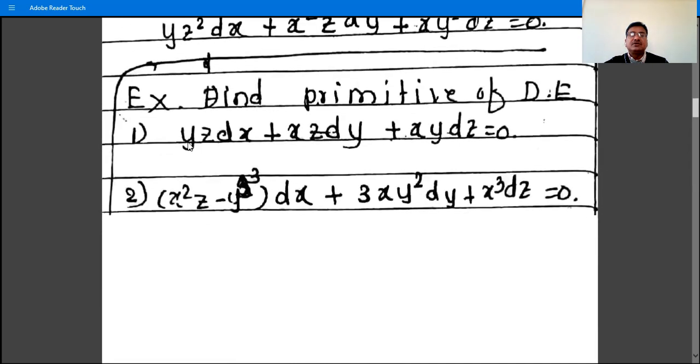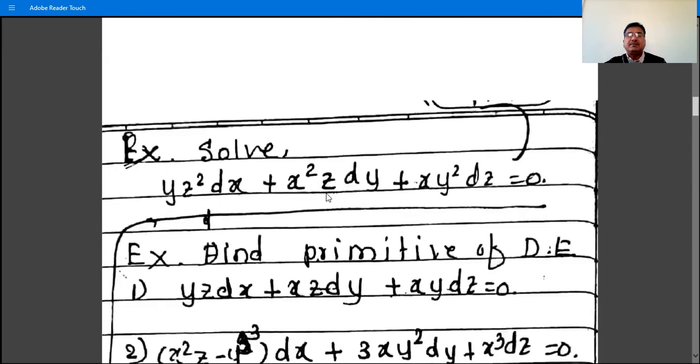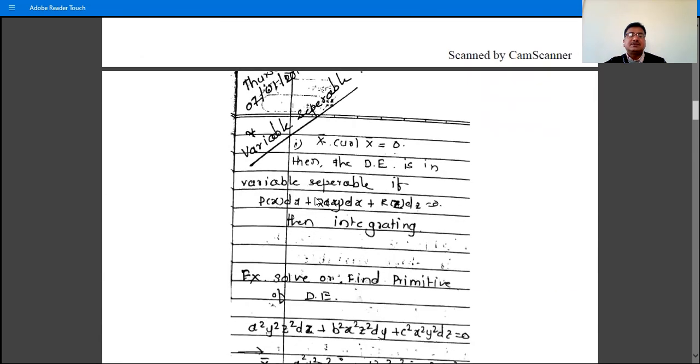In order to solve this, to find its general solution, just divide by x into y into z. Then we have 1 by x dx, 1 by y dy, 1 by z dz. First show the differential equation is integrable. The given Pfaffian differential equation is integrable, and then find its general solution.